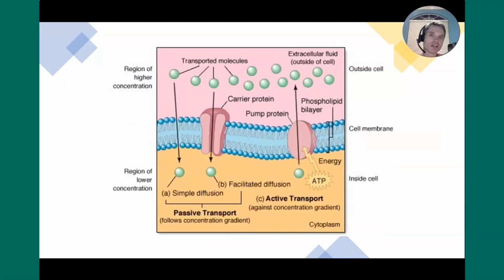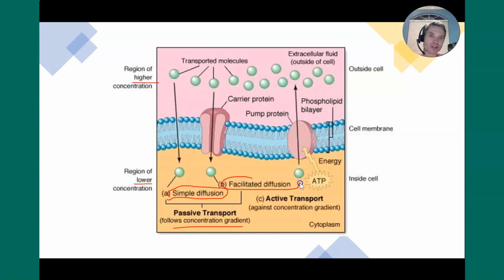So to summarize the different forms of transport, we can look at this diagram here. We start off with simple diffusion. So simple diffusion is simply moving across the membrane without any assistance. We are always following the concentration gradient because we're going from a high concentration to a low concentration. So no energy is necessary for this to take place.